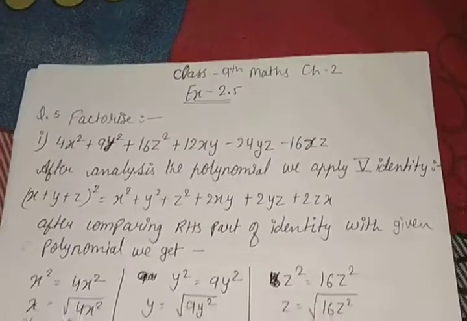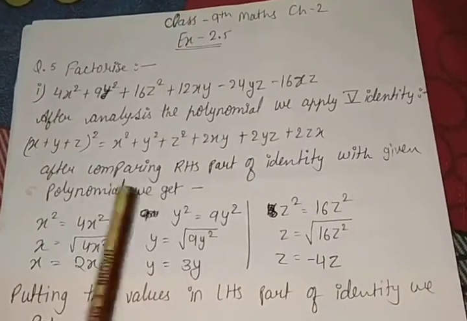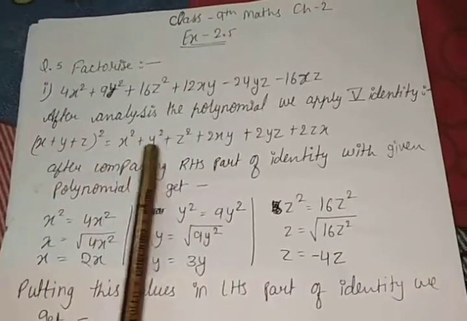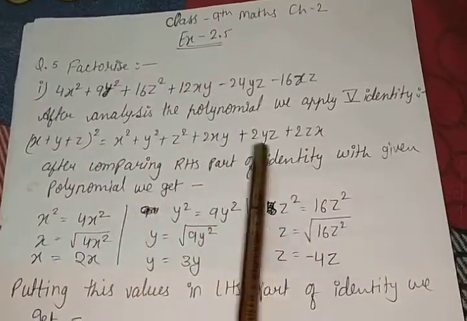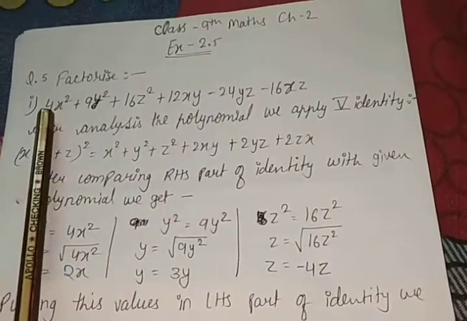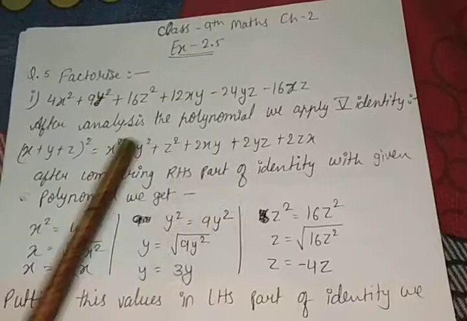So after comparing the right hand side part of the identity with the given polynomial, this is the right hand side part of the identity and this is our polynomial. So we have to compare these things.